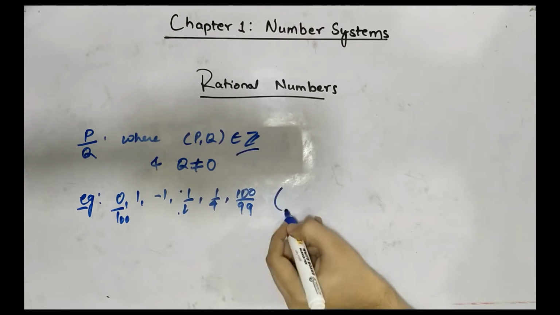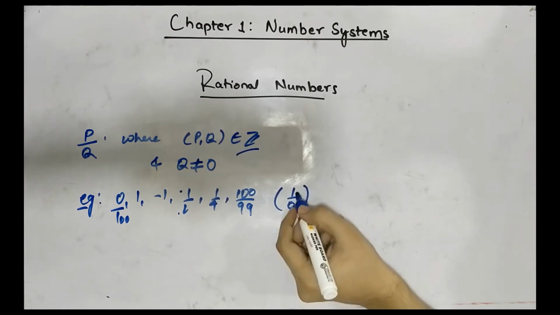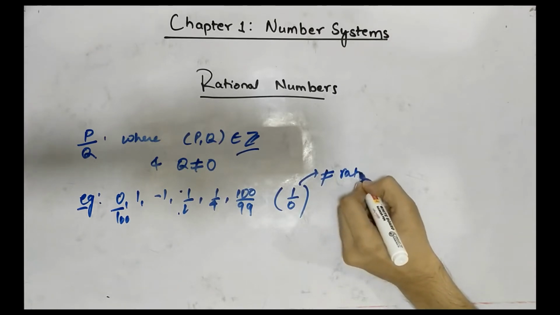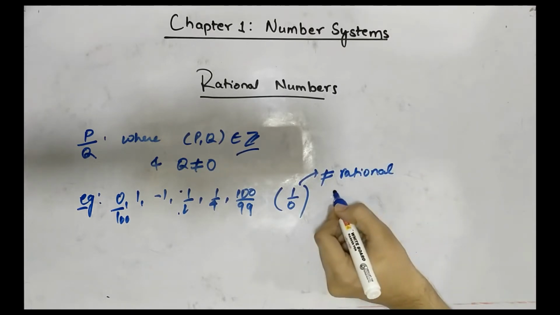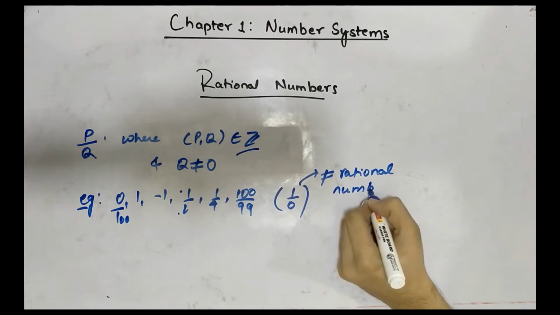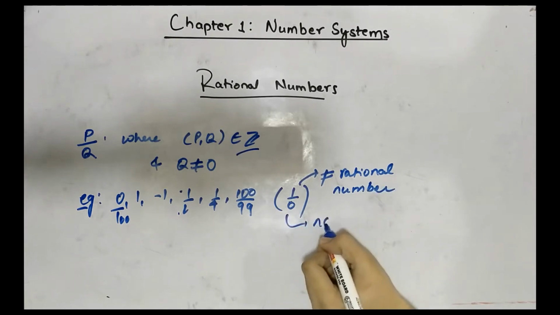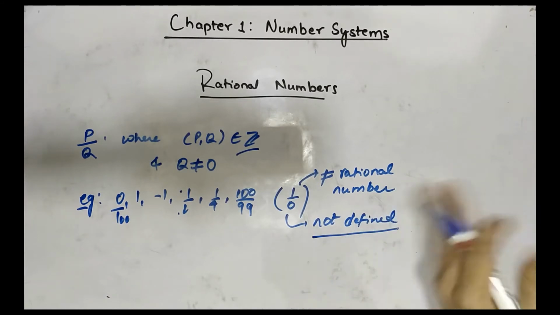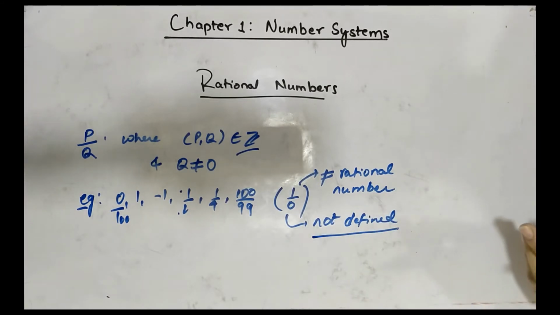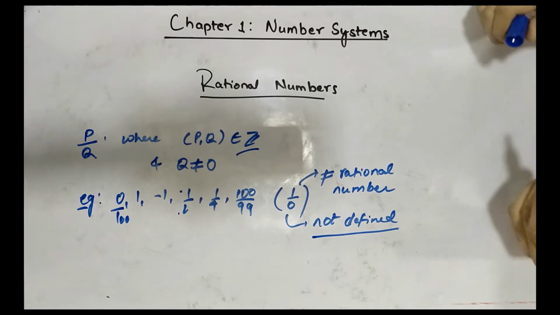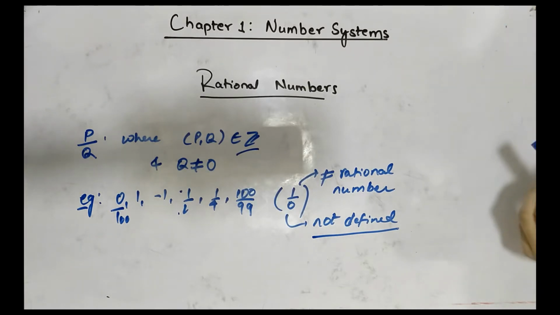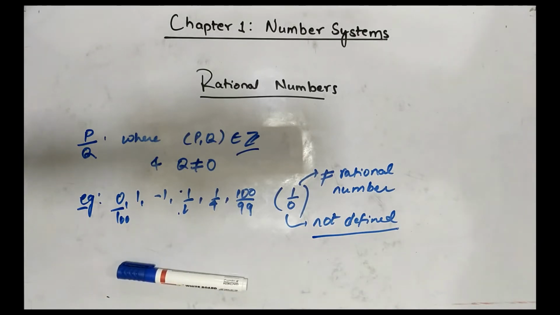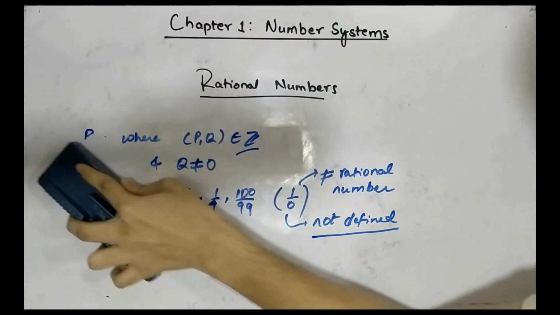Now 1 upon 0 is not a rational number. In fact, 1 upon 0 is not defined. Whenever you have this, you will say that it is a not defined number. Okay, the rational numbers are only this much. Now we will see what the properties of a rational number are.